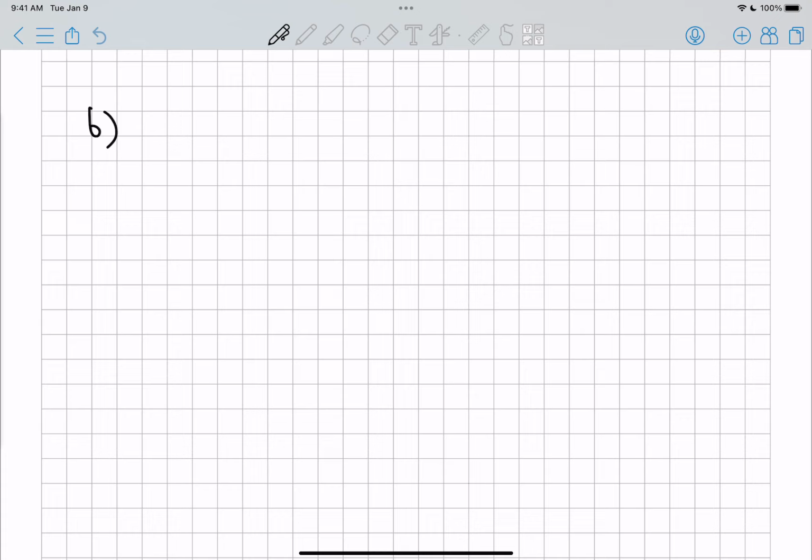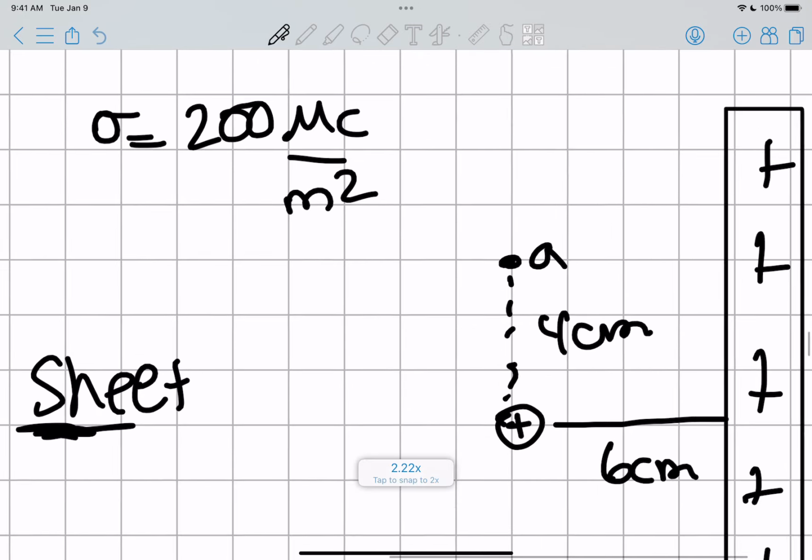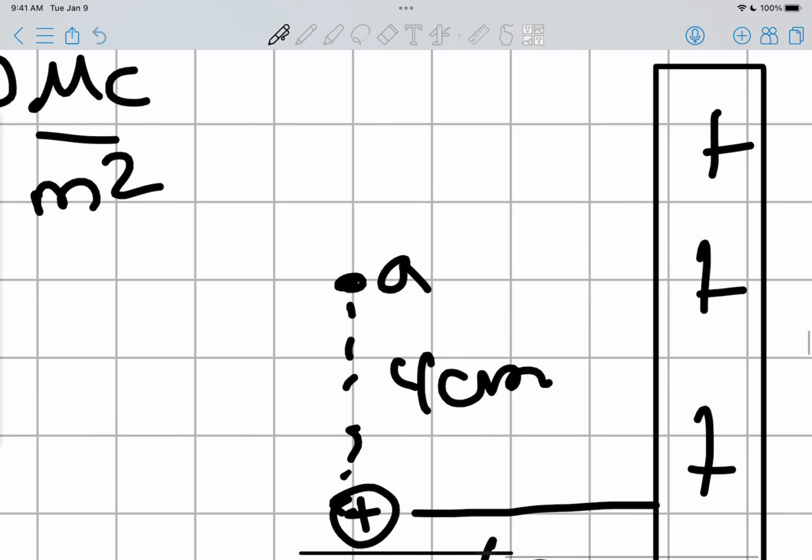Yes, exactly. It'll feel an electric field generated by the charge itself as well as an electric field from the sheet itself. So what direction would the electric field generated by the sheet at point A be pointing in? Yes, exactly, pointing to the left like that. That's for the sheet, E sheet.